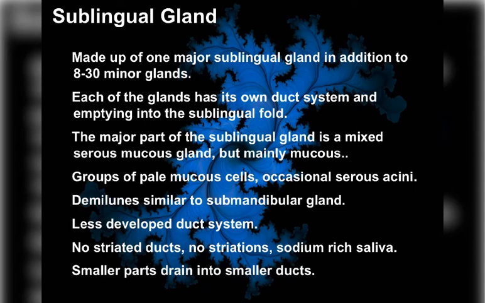The sublingual gland secretions are sodium rich. Why? Because they don't have striated ducts. Striated ducts make the secretions hypotonic. But if we don't have striated ducts, then the sodium is not reabsorbed, so the saliva will be sodium rich, either isotonic or slightly hypertonic, but not hypotonic.